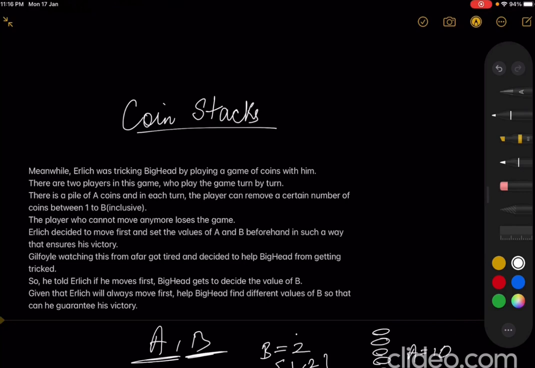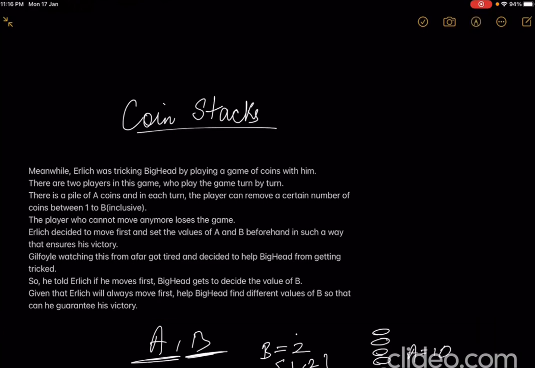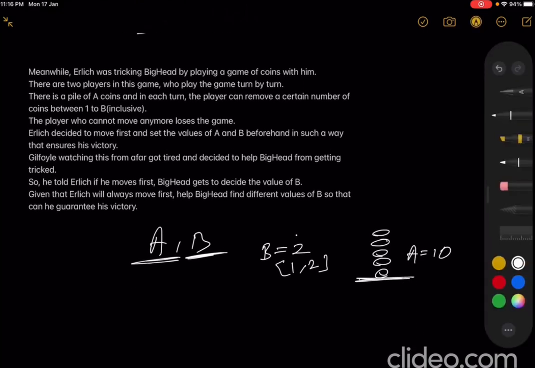Now Guilfoyle, watching this from afar, got tired and decided to help Big Head from getting tricked. So he told Erlich that if he moves first, Big Head gets to decide the value of B. Given that Erlich will always move first, help Big Head find different values of B so that he can guarantee his victory. So the problem says that Erlich will always be moving first. We need to choose a value of B such that the second player, which is Big Head, will be winning.